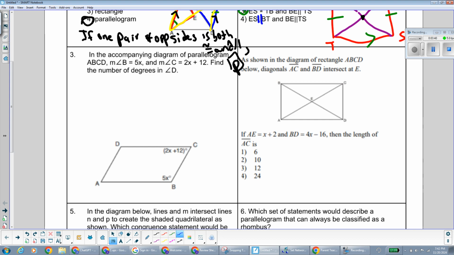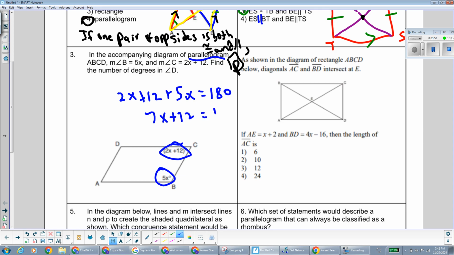Here, angle B is 5x. Angle C is 2x plus 12. We know we have a parallelogram. Consecutive angles of a parallelogram are supplementary. So together, those two angles should sum to 180. And from here, I just need to take another second and solve for x. When I divide by 7 on both sides, I get x equals 24.